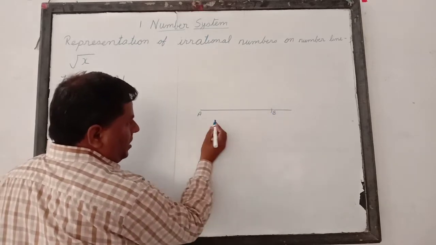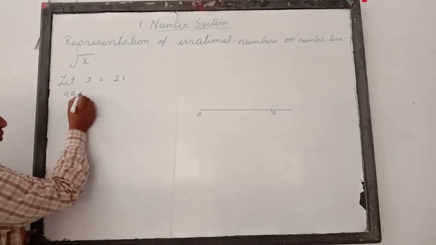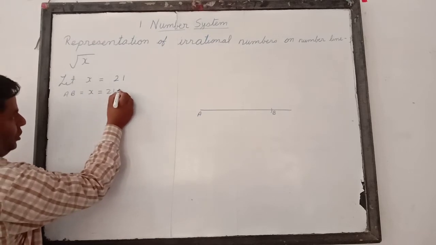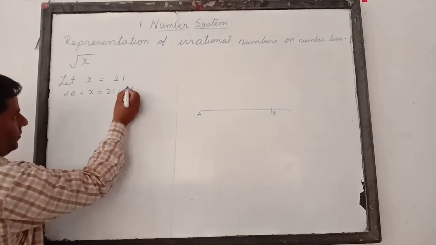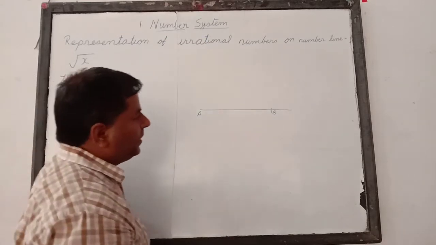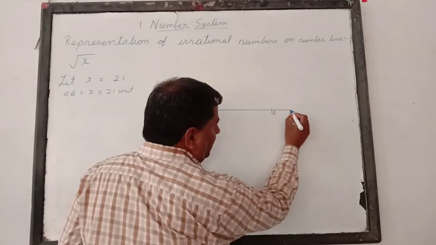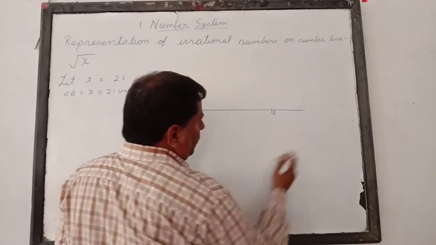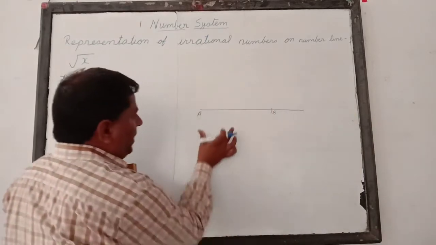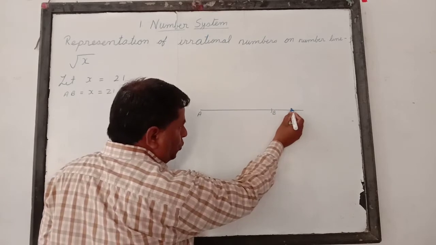Now what is AB? AB is equal to x, which is 21. It can be any non-perfect square number. Then next we just extend this line and take 1 unit. So from B to C I cut 1 unit.